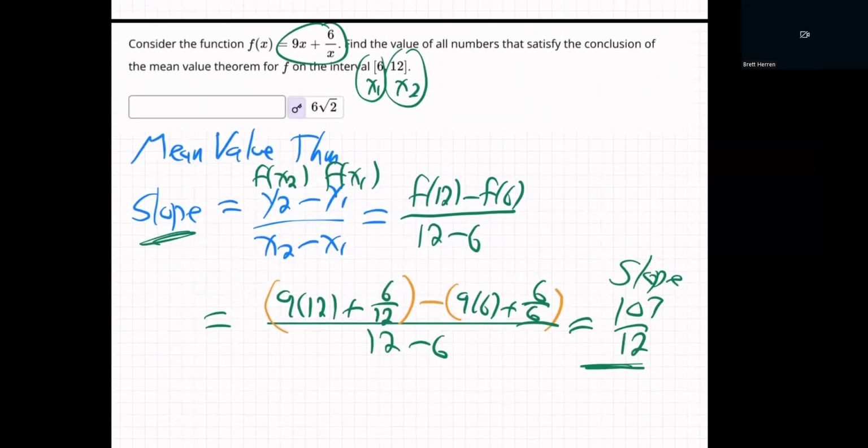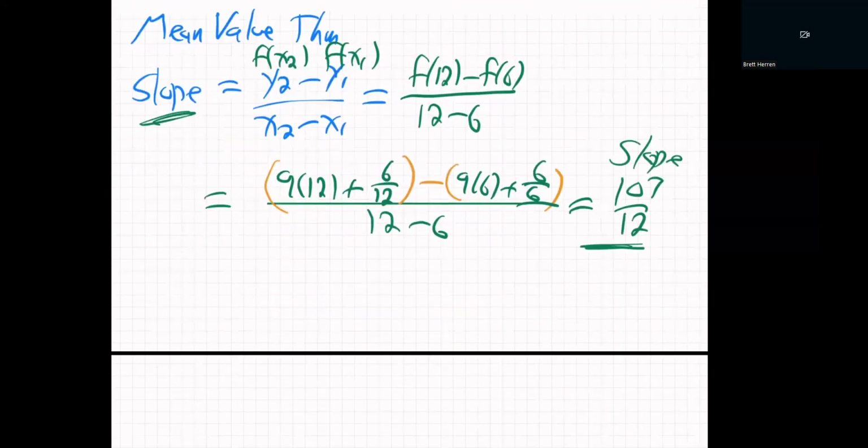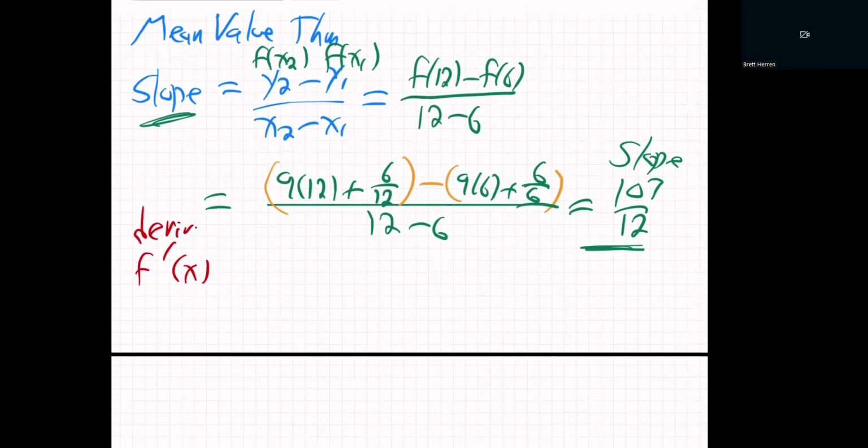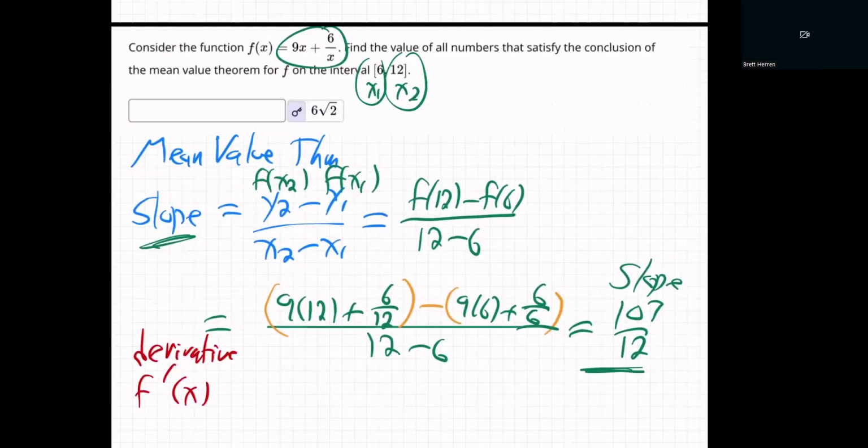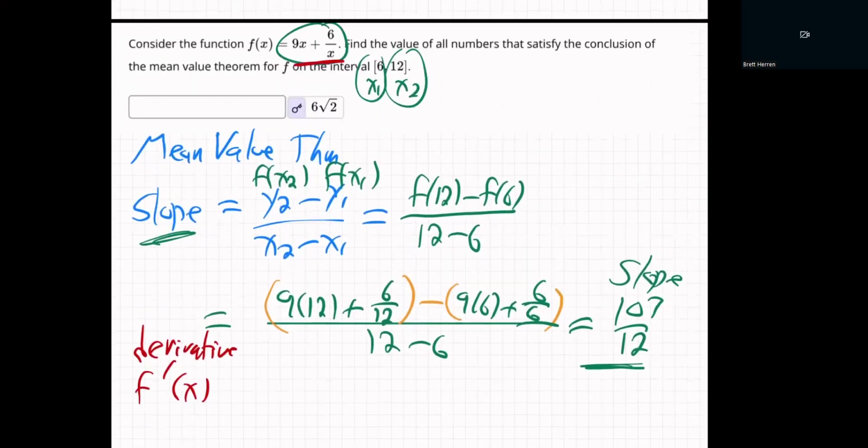So what does the mean value theorem say? It says if you take the derivative of this function, let's do that now. Let's take the derivative. As you take that function and you take its derivative. So where's the function? It's right there. 9x plus 6x to the minus 1.